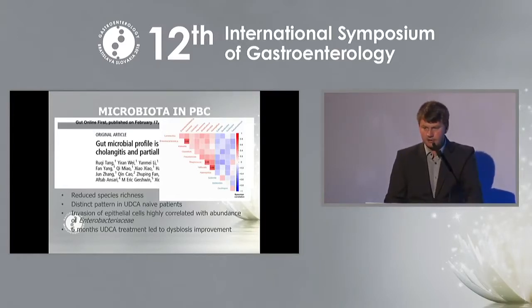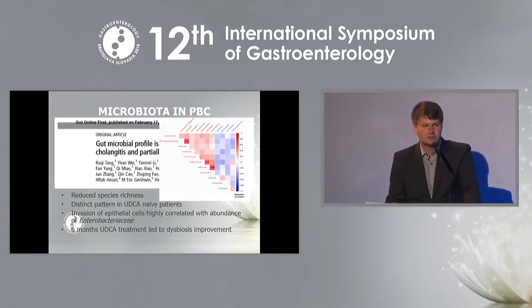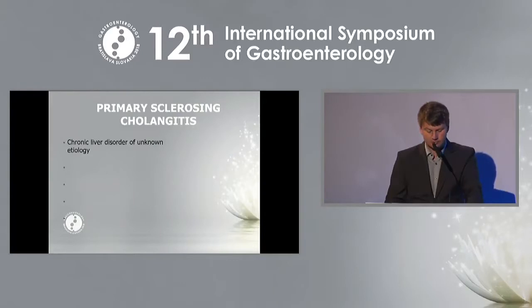and the distinct pattern of the microbiota composition in UDCA naive patients, which is quite interesting because there was a subsequent cohort with the patients who were treated with UDCA for 6 months, and this led to dysbiosis improvement. Also it was described in the study that the innervation of epithelial cells was highly correlated with the abundance of Enterobacteriaceae. So this could really stratify the patients into risk groups, and show how severe the progression could be.